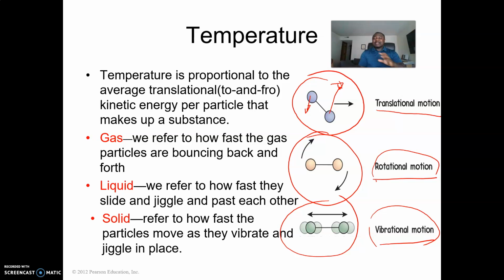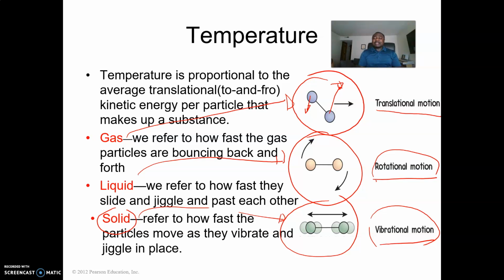And basically these relate to the three states of matter we talked about when we were looking at fluid mechanics. Gases are so far apart that they can move from one end to another, so they exhibit what we call translational motion. For a liquid, they are not very far apart, so they can rotate around each other, so they exhibit rotational motion. And solids, since they are very close together, can only vibrate around each other.